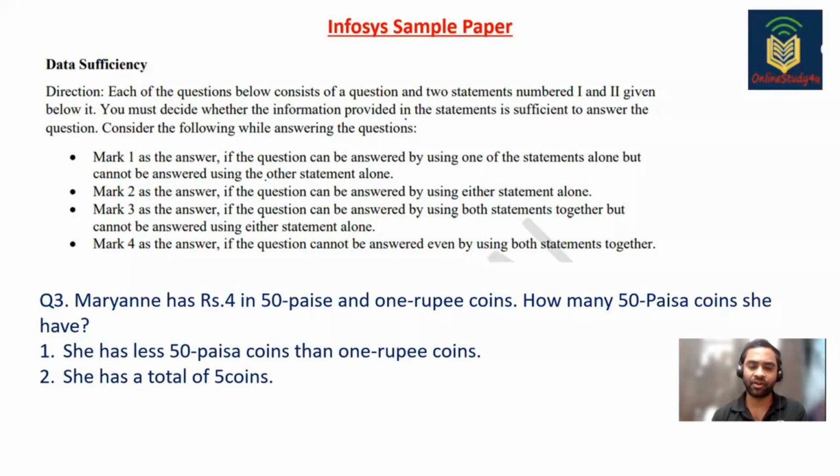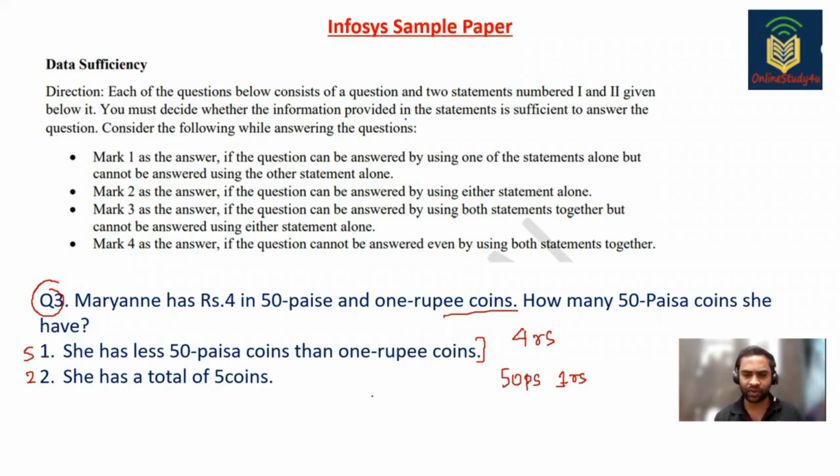Now, friends, coming back to our question number 3, which is a very interesting question. Mariani has 4 rupees in 50 paise and 1 rupee coins. So Mariani has a total of 4 rupees, in the denomination of 50 paise and 1 rupee coins. How many 50 paise coins does C have? Now, two statements have been given to you. Statement 1: C has fewer 50 paise coins than 1 rupee coins.